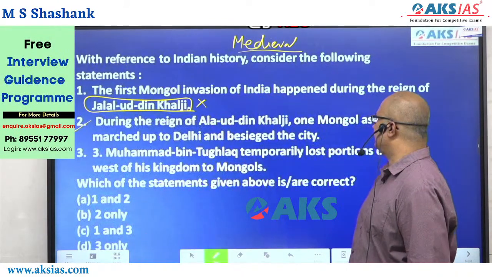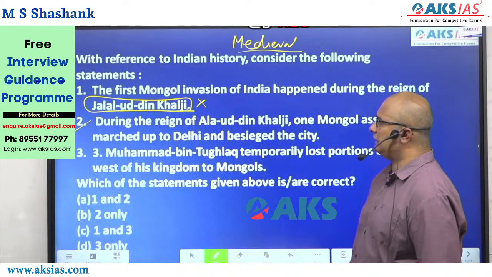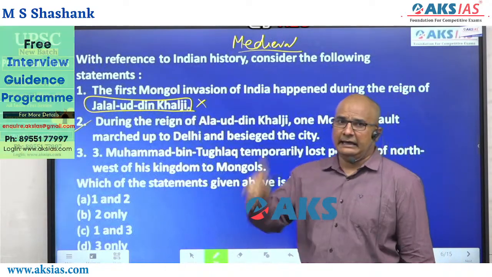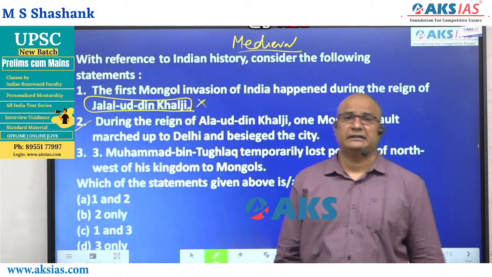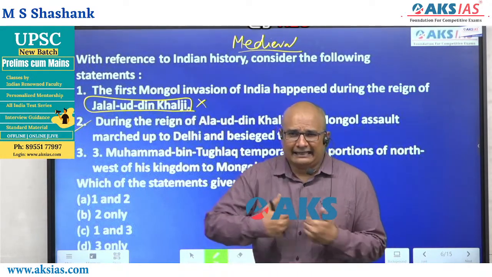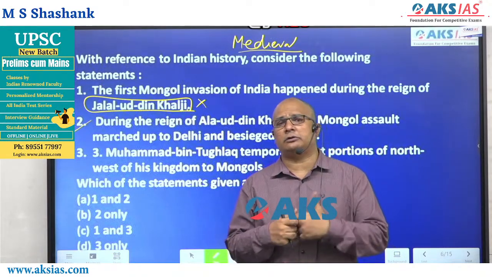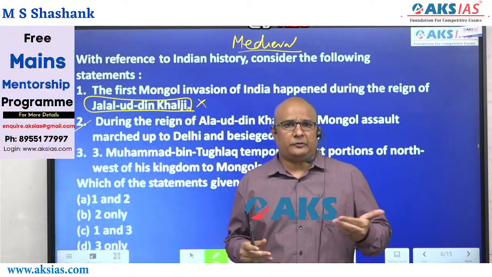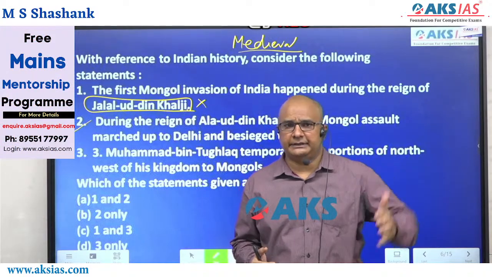During the reign of Alauddin Khilji, one Mongol assault marched up to Delhi and besieged the city. Yes, it did happen. Actually, Alauddin Khilji was an aggressive expansionist. He wanted to conquer entire India. So naturally, he started focusing more on South India.